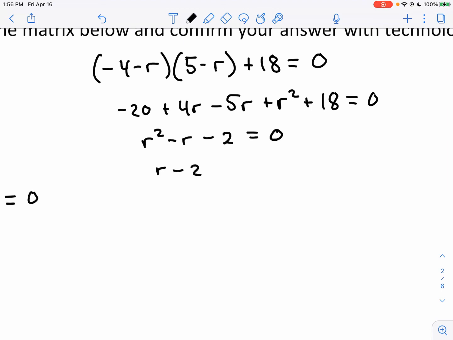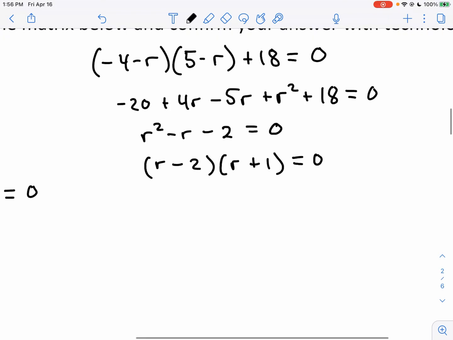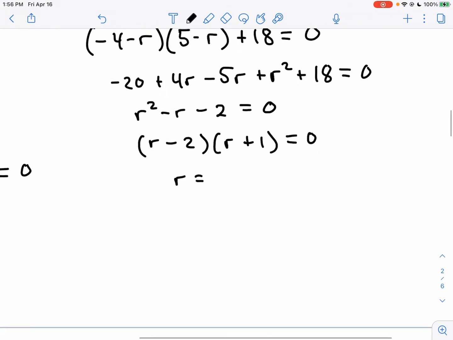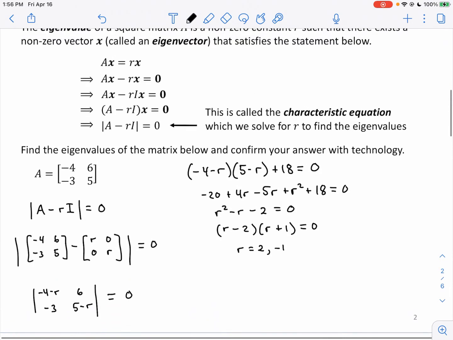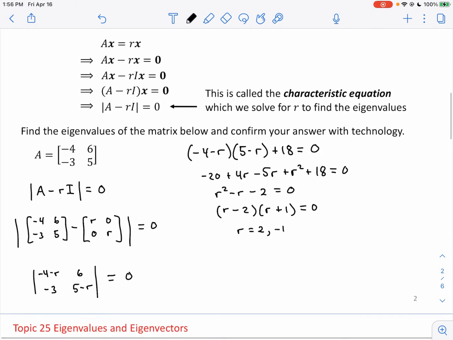I think this one factors. We have r minus 2 times r plus 1 is equal to 0. And now we are able to continue to solve for r and get our two values. Now r will be 2. This is one eigenvalue, and r is -1. This is a second eigenvalue for this matrix. Now, a square matrix of dimension 2, so a 2 by 2 square matrix, will have at most 2 distinct eigenvalues.